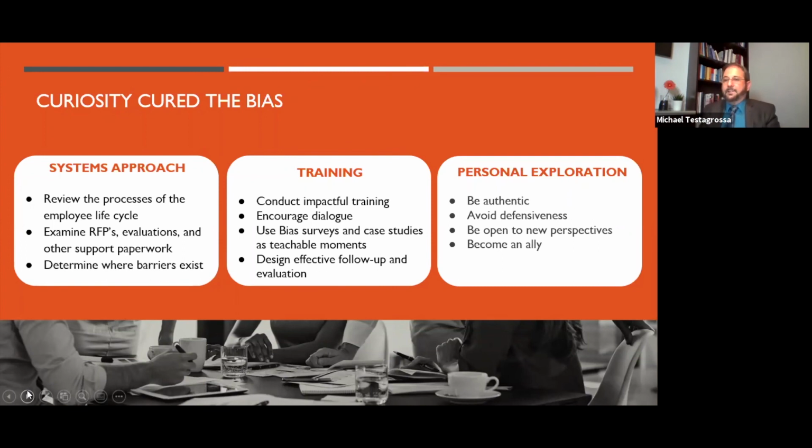The last one is authentic exploration from a personal level. Again, avoid defensiveness, be open to new perspectives, and become an ally. Be a supporter. For instance, we talked about employee resource groups. You don't necessarily have to be within that segment to be part of that group and show your support. That starts these conversations, which are very important and help support diversity and inclusion programs.